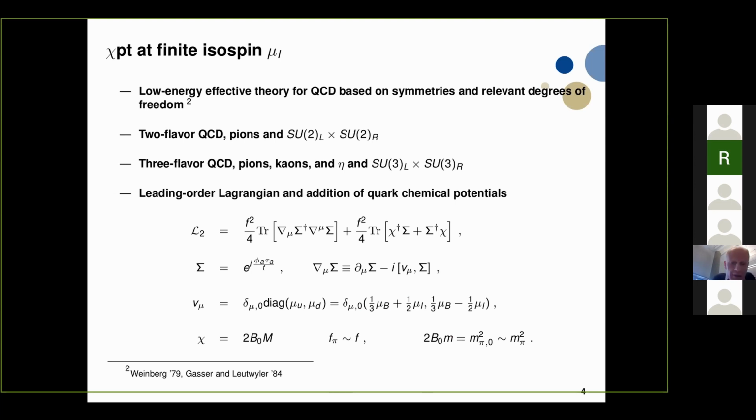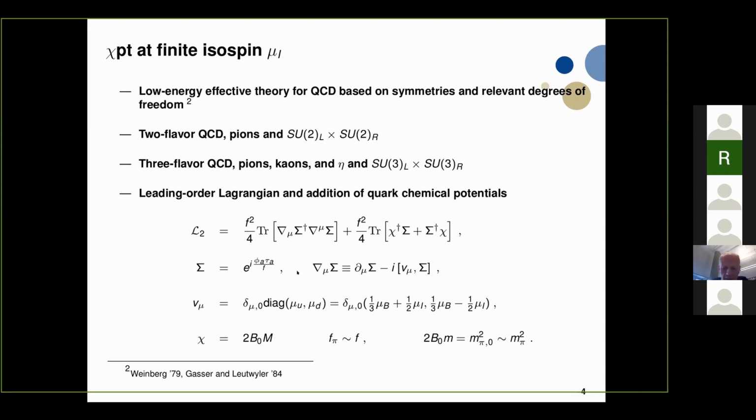Now, let's take a look at the Lagrangian to leading order. There's the kinetic term, this guy, and then you have a term that involves the quark masses, and you also have to, in the case of a chemical potential, use the covariant derivative instead of the partial derivative, and as usual, the chemical potential shows up as the zeroth component of the gauge field. In this case, it looks like this.